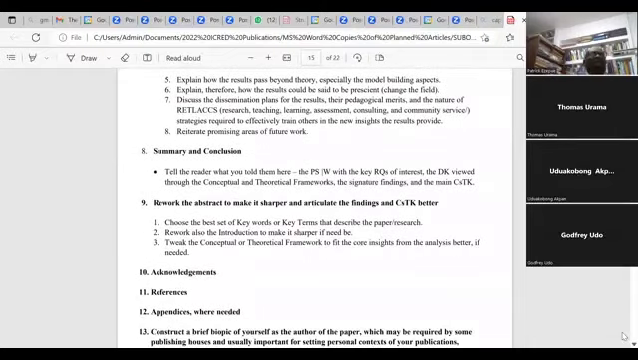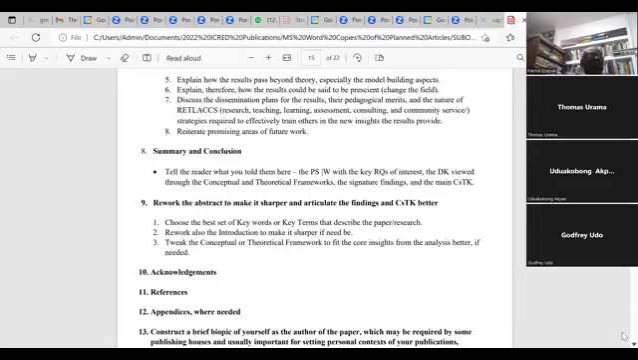In the conclusion, you just tell the reader what you told them, summarizing the problem studied and why you did it, with the key research questions of interest, the domain knowledge, viewed through the conceptual or theoretical frameworks, the signature findings, and the main contribution to knowledge. You then go back to step 9 and rework the abstract to make it sharper and articulate the findings and contribution to knowledge much better.